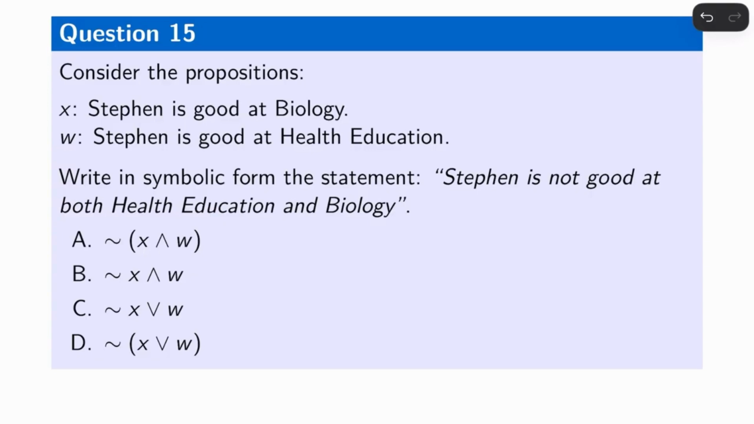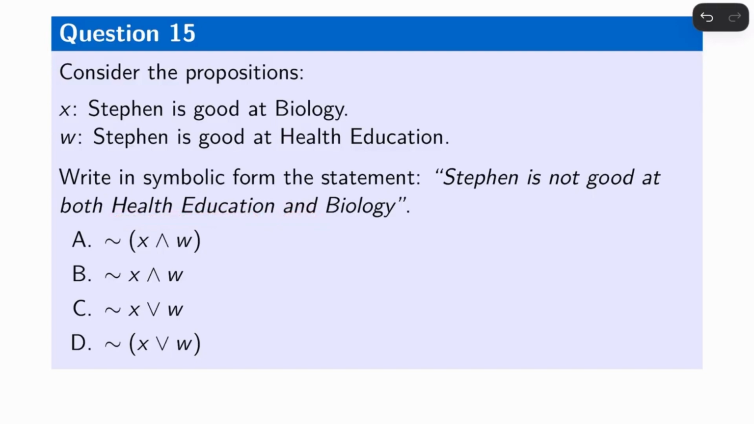Question 15. Consider the propositions X denotes Stephen is good at biology and Y denotes Stephen is good at health education. Write in symbolic form the statement Stephen is not good at both health education and biology, right?